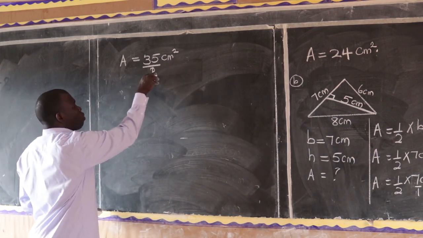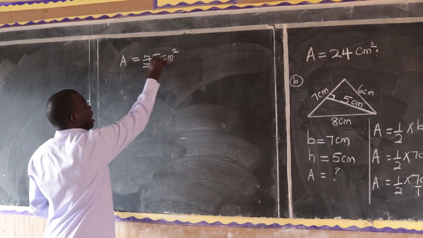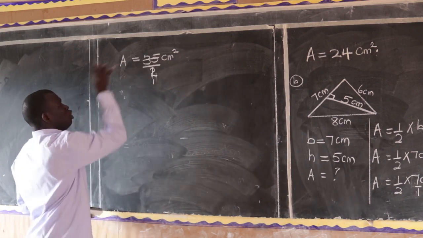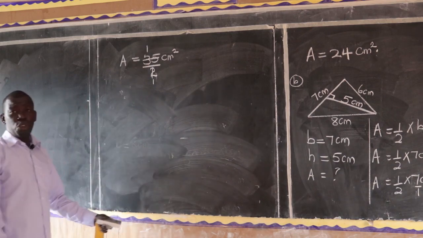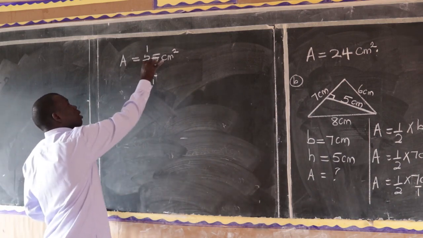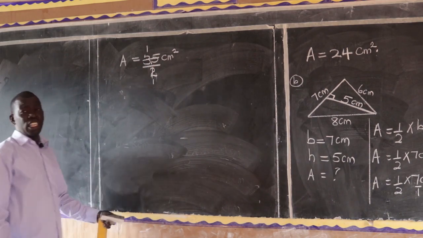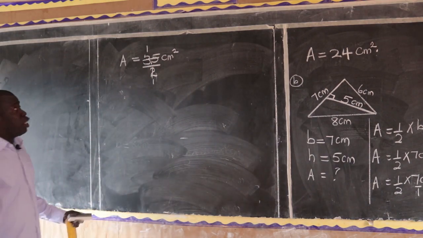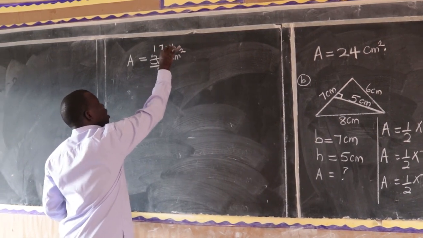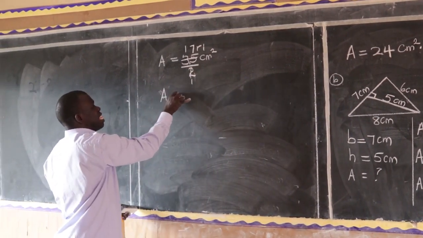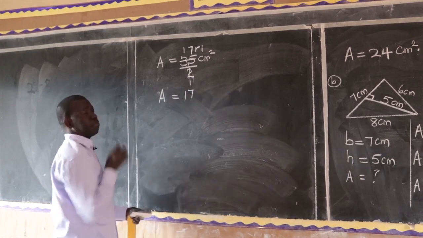By 2 here, 1. When you do it like this, 2 goes into 3 once. That is 3 divided by 2 is 1. You remain with the 1. Make it 15. Divided by 2 is 7. The remainder is 1. So the area is 17.5 square centimeters.